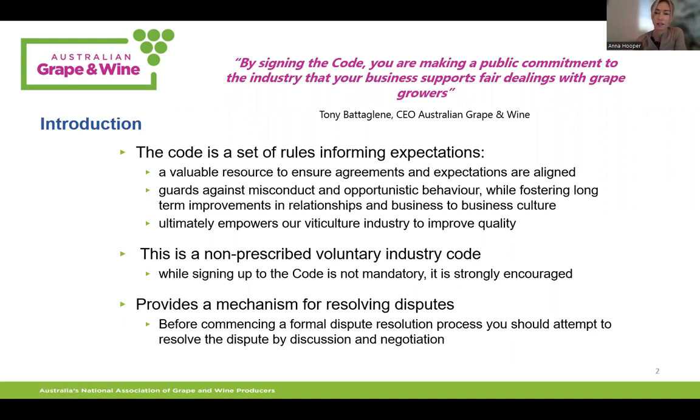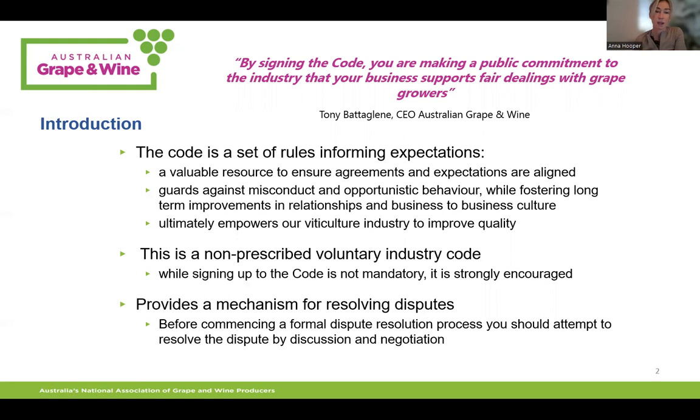So unless a variation has been mutually agreed to under 3.4 negotiated alternative arrangements, all provisions in the Code will become part of the grape supply agreement. Being voluntary, it's not designed to be an encumbrance on signatories, but rather to foster long-term improvements in relationships and to enhance business-to-business culture. One of the big benefits of signing the Code is the opportunity to make use of the dispute resolution process. And in this presentation, I'll outline how this operates.